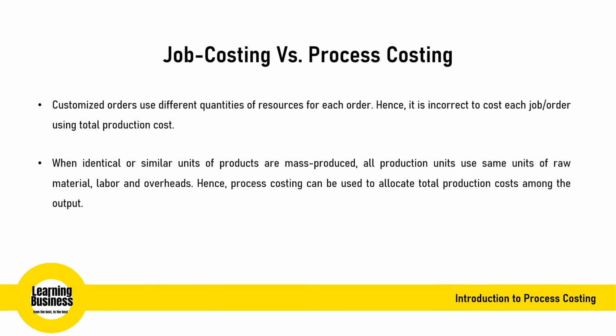But if it's bulk production, mass production, like off-rack garments, the same material print is used, the same quantity of material is used. So the products are identical. So in such a situation, process costing is the correct costing technique that needs to be used to calculate the cost of each of such identical output units.